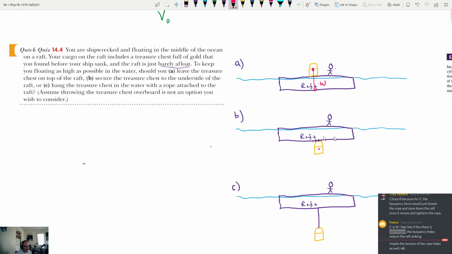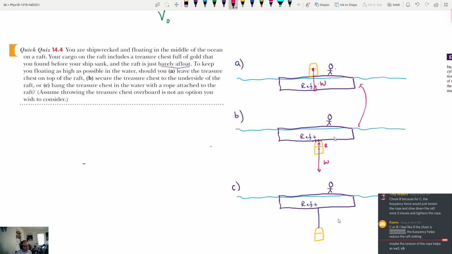But the moment that you put it underneath the water, even though the weight is going to be significantly higher because it's a treasure chest, right? There's still going to be a tiny buoyant force acting upward on the chest as well. And that tiny buoyant force is going to mean, when you compare this to this, think about it like this, the apparent weight of the chest has now gone down.